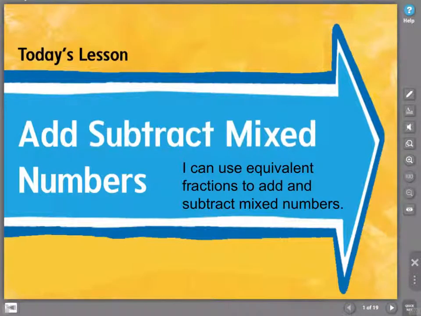That brings us to the end of today's lesson. Our lesson today was on adding and subtracting mixed numbers. The I can statement is, I can use equivalent fractions to add and subtract mixed numbers. Go ahead and press pause now if you need more time to write this on your whisk.